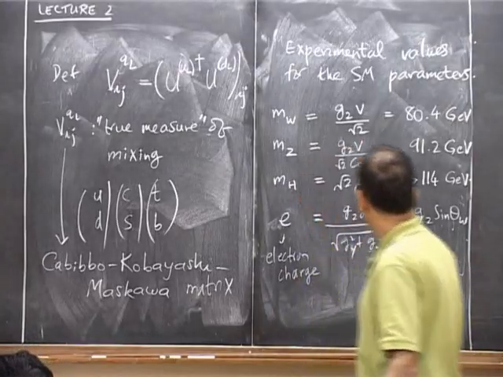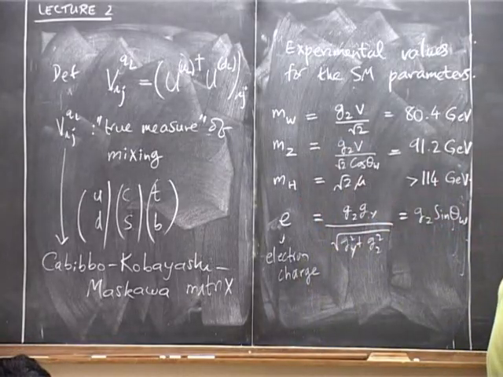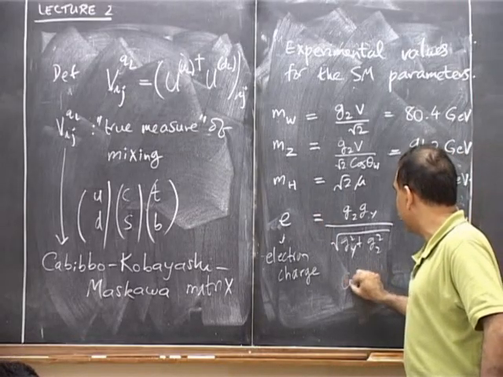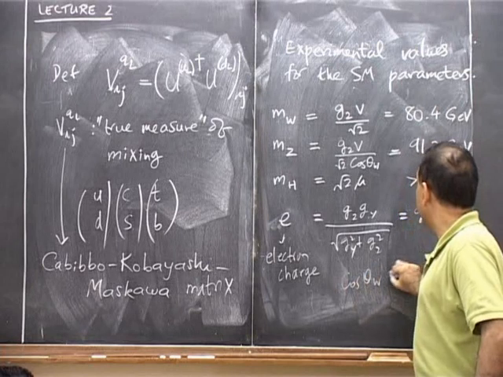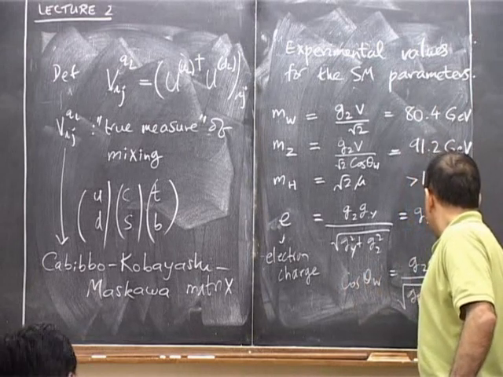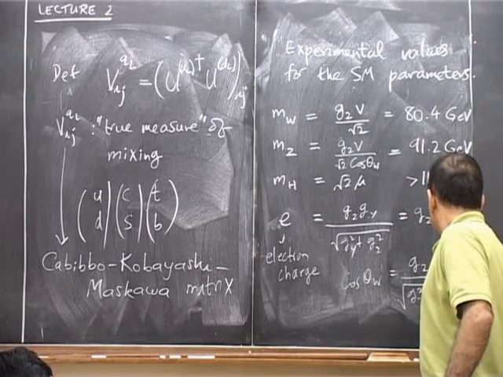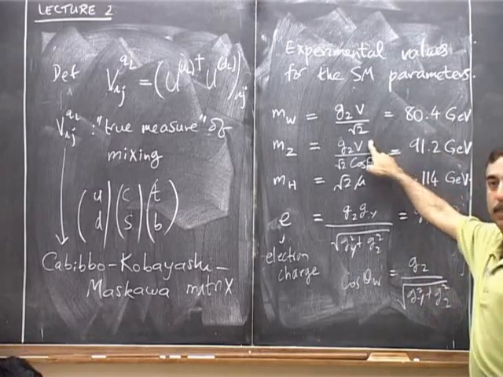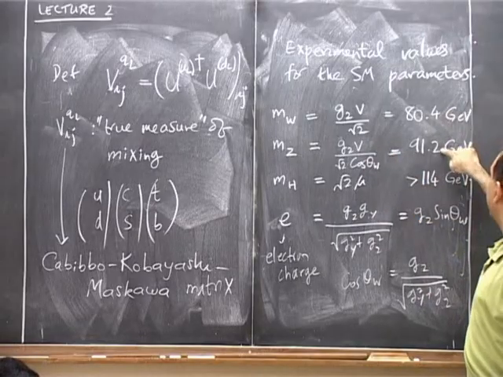Anyway. So what we can see from this is that because sin theta W and cos theta W are in turn defined, cos theta W is G2 over square root Gy squared plus G2 squared. So you can see that G2, Gy and V can be determined from these measurements.